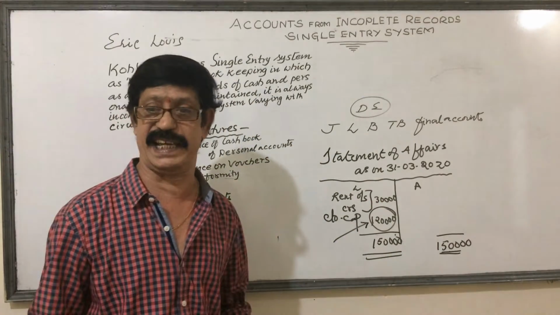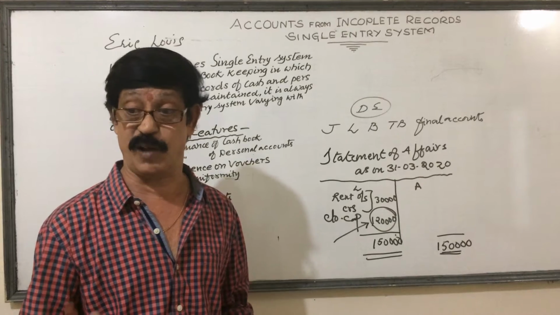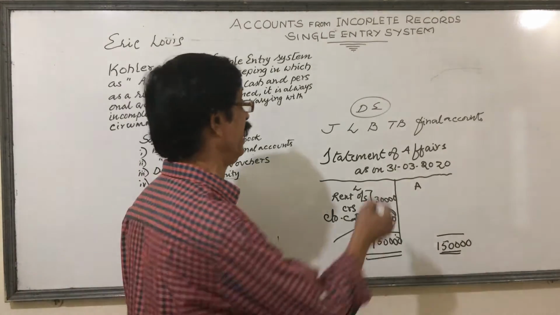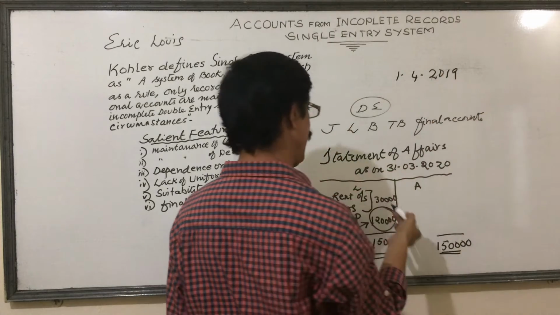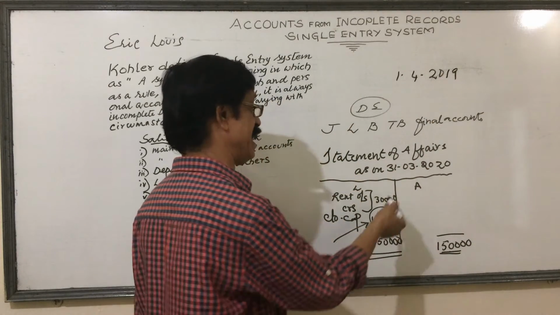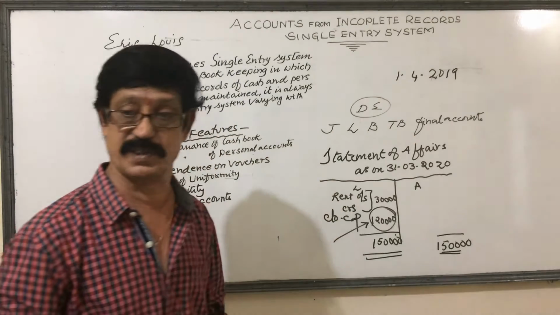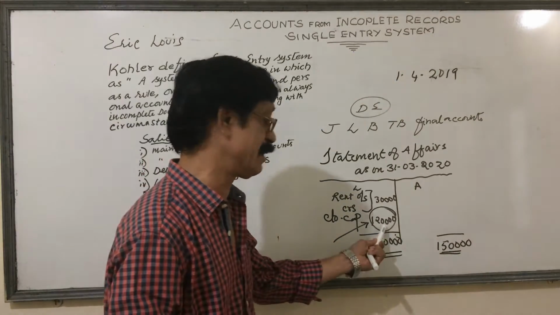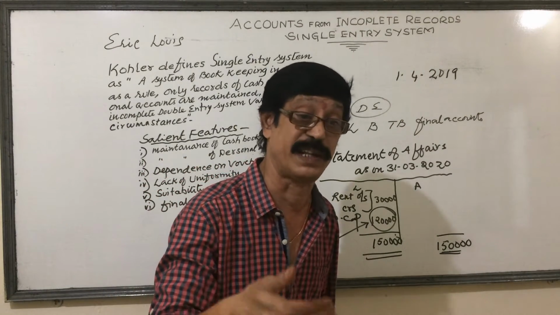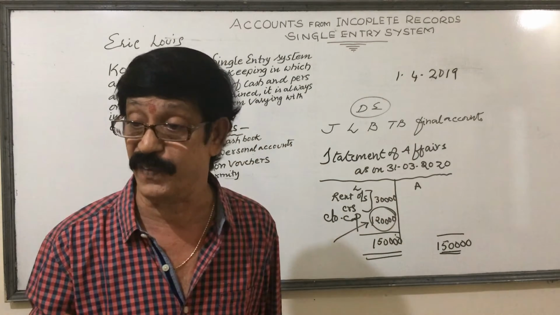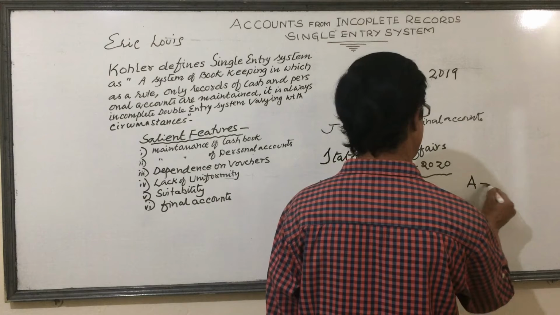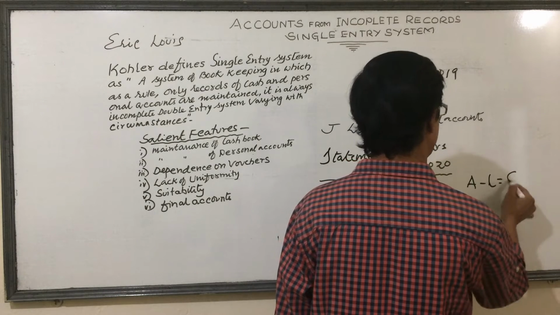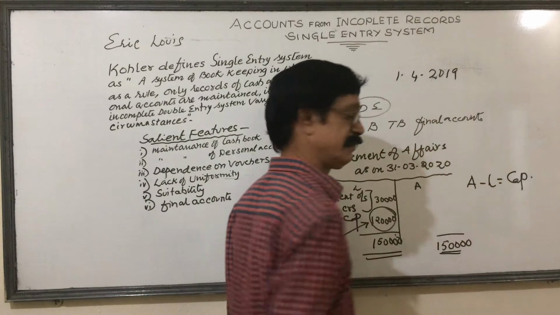Well, dear students, once again, I started with a capital of 1 lakh on 1st April 2019. Today I have 1,20,000 on 31st March 2020. Capital is nothing but excess of assets over the liability. Excess of assets over the liability, that is equal capital. Assets minus liability, that is equal capital. Understanding?